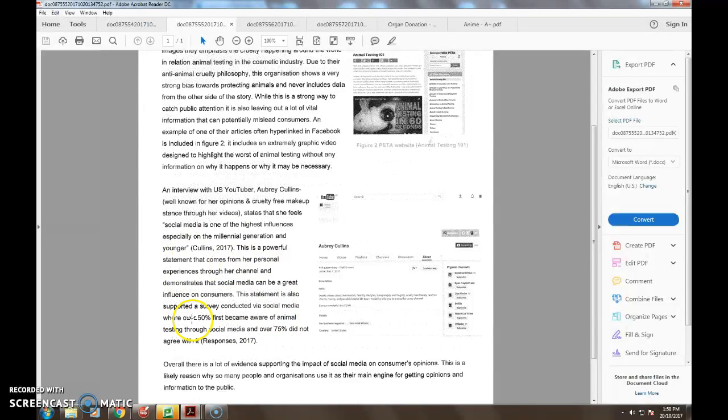There's some more use of the survey down in this section, where an interview with a YouTuber has been firstly discussed and talked about, and then supported further by a survey. So this statement is also supported by a survey conducted via social media, where over 50% first became aware of animal testing through social media, and over 75% did not agree with it. So she's used her survey responses to support her other research. Please see the connection between the two there.